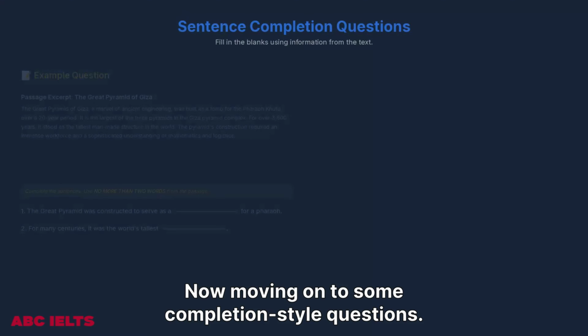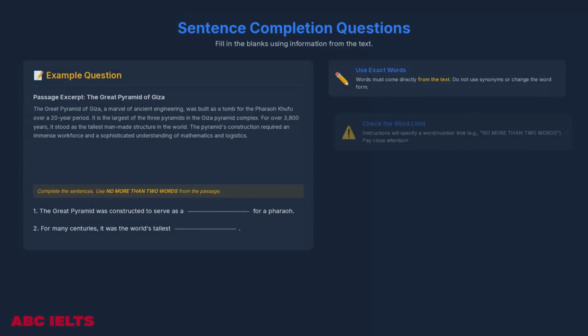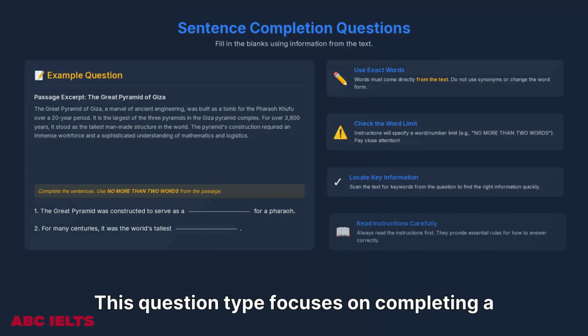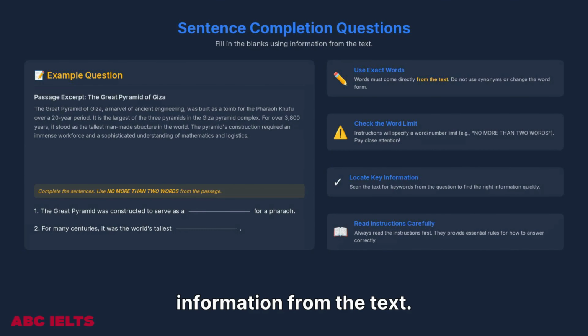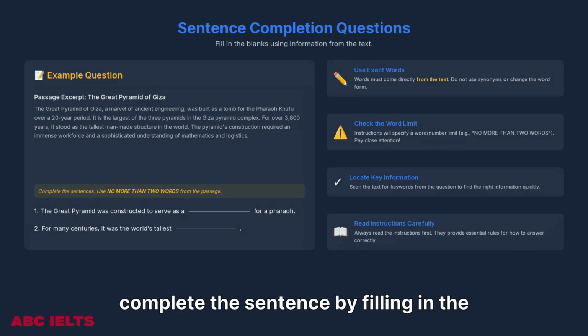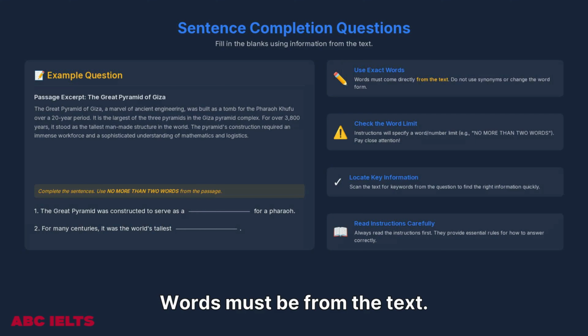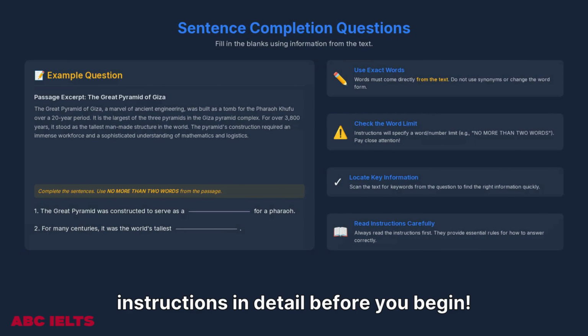Now moving on to some completion-style questions. This question type focuses on completing a sentence. You'll have a list of sentences summarizing information from the text. What you need to do is to complete the sentence by filling in the space with words and/or a number. Words must be from the text. If you use a synonym, you will lose marks. Pay close attention to the word limit mentioned in the instructions. Yet again, read the question and instructions in detail before you begin.